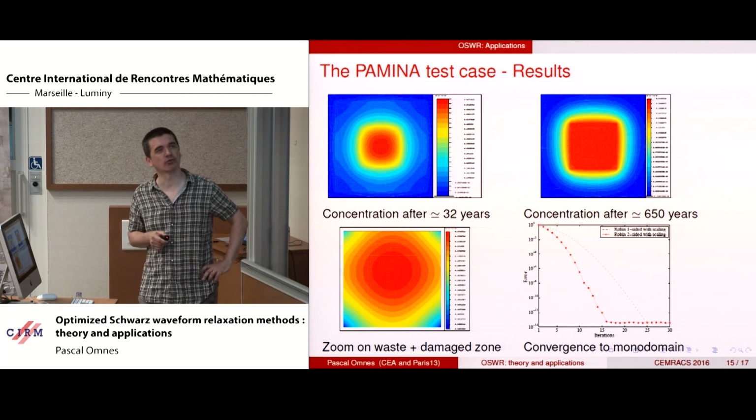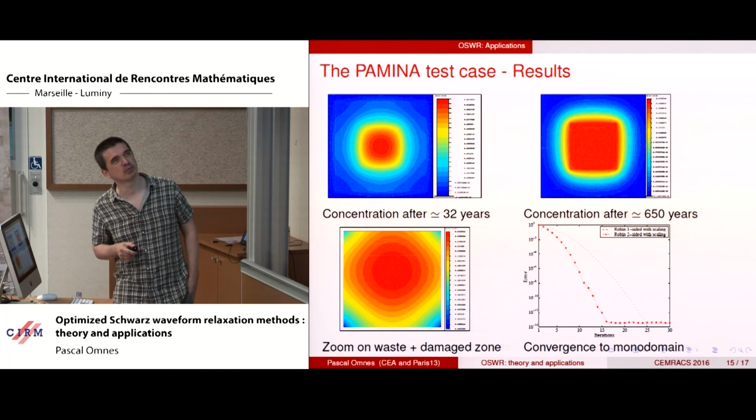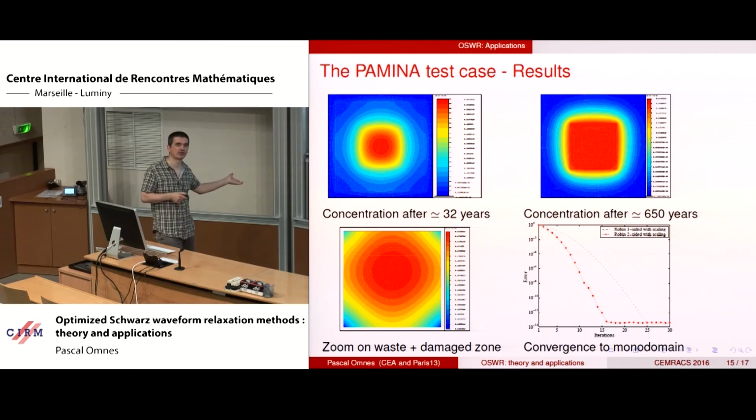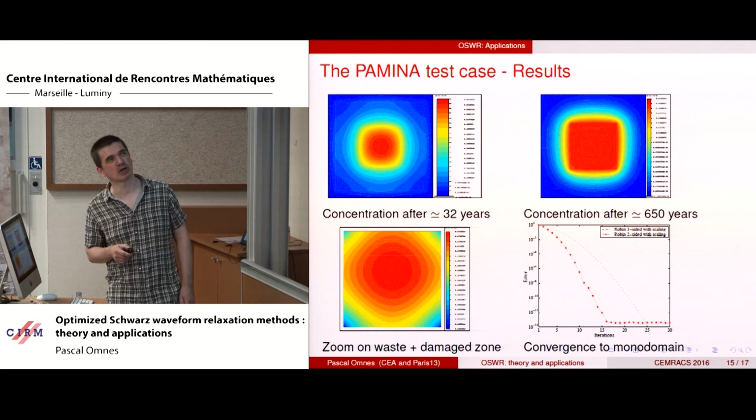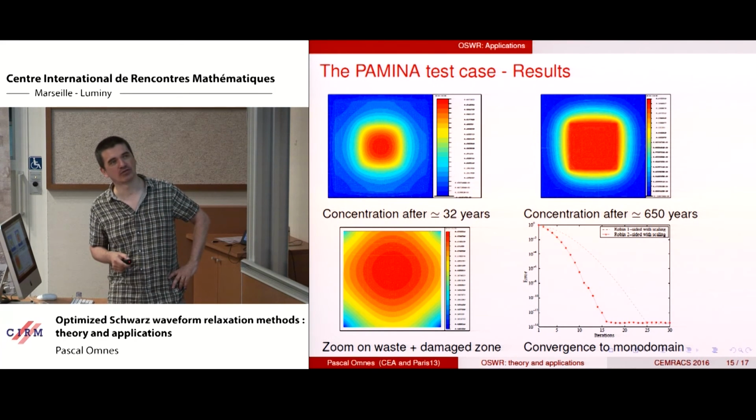Here we plot convergence to monodomain. We had a monodomain reference solution, and here you see with one Robin parameter. We take the same alpha on the left and on the right, and we optimized. We had convergence up to 10 to the minus 14 in 25 iterations. When you take alpha 1 different from alpha 2 and you optimize, of course you go faster because you have two coefficients that you can optimize. And so the monodomain solution is obtained up to numerical precision within 15 iterations.